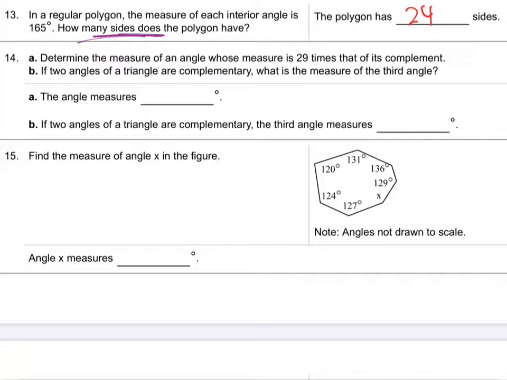So number 14. Determine the measure of an angle whose measure is 29 times that of its complement. Now, what does that mean, complement? What do you do with two angles that are complementary? They have to add to 90, huh? Remember that? So you let one of them be x and the other 90 minus x. Not x minus 90.